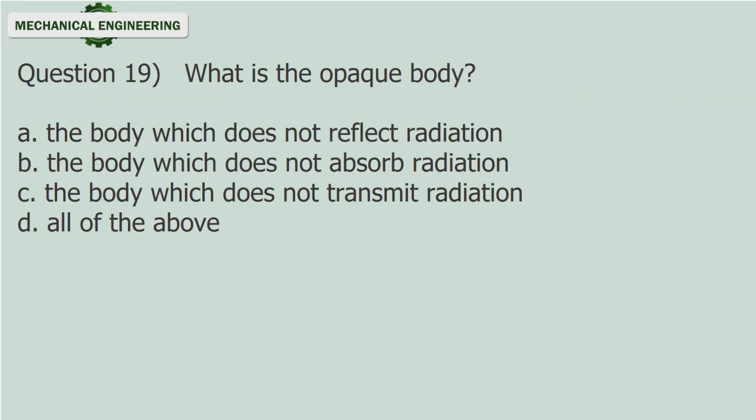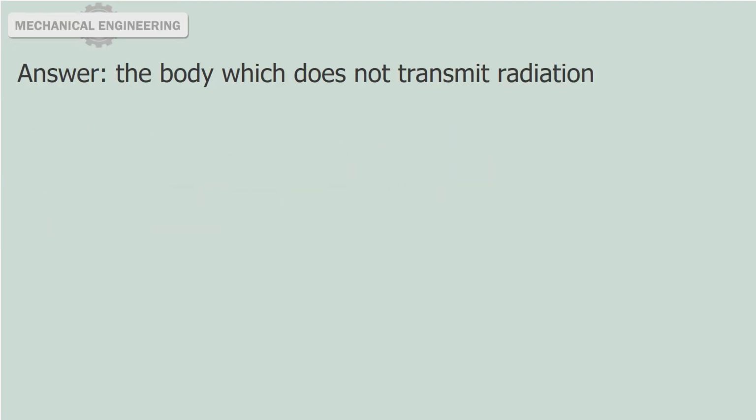Question 19. What is the opaque body? A. The body which does not reflect radiation. B. The body which does not absorb radiation. C. The body which does not transmit radiation. D. All of the above. Answer: the body which does not transmit radiation.